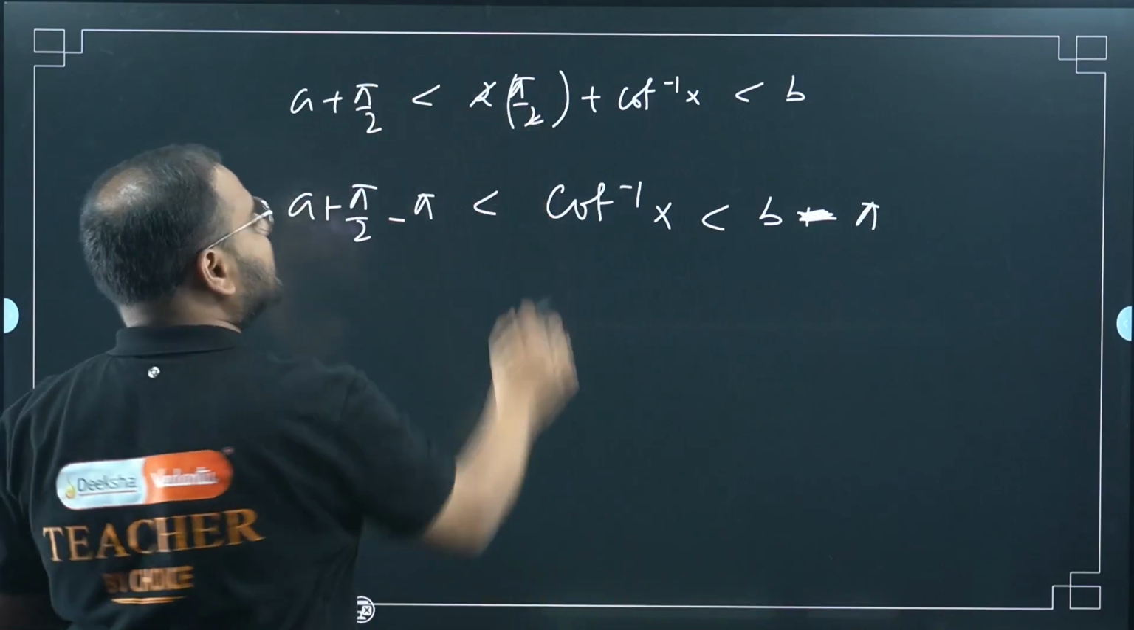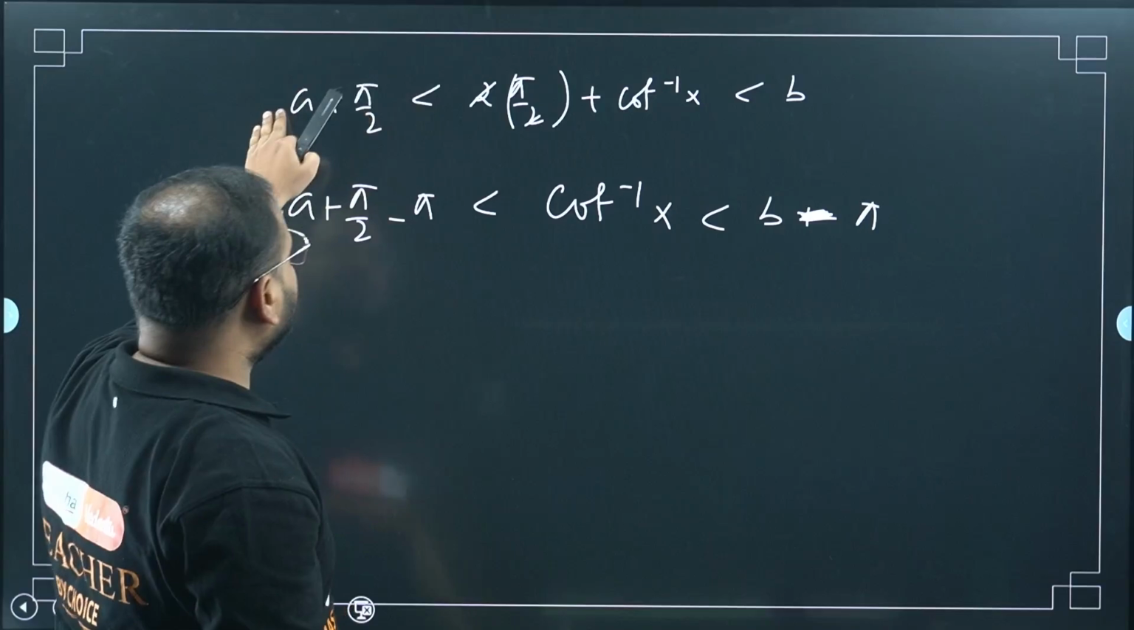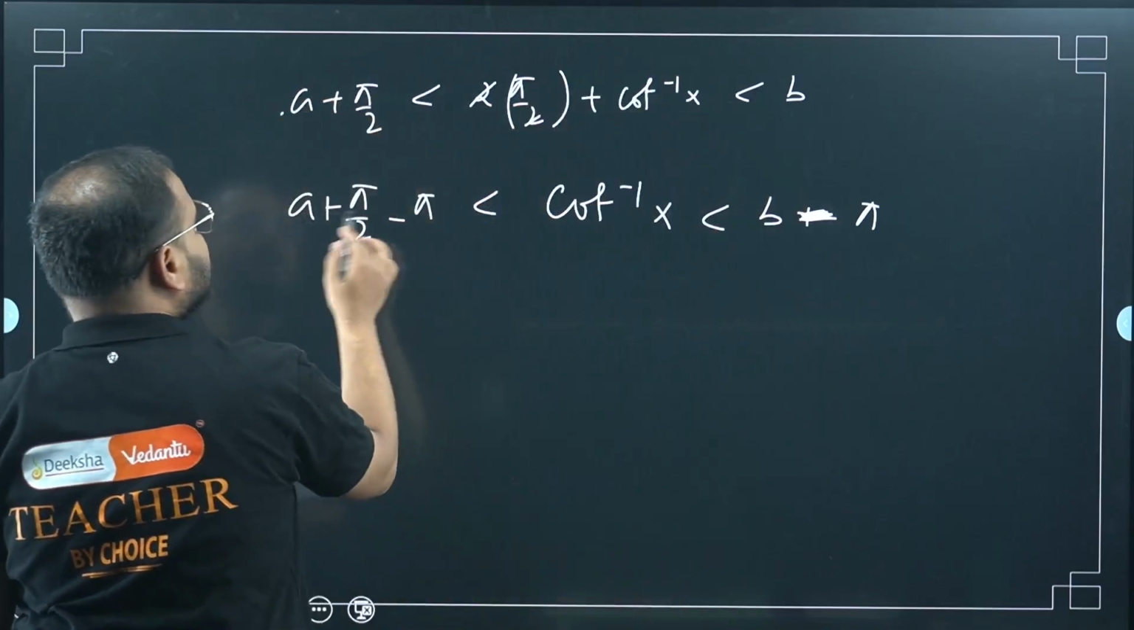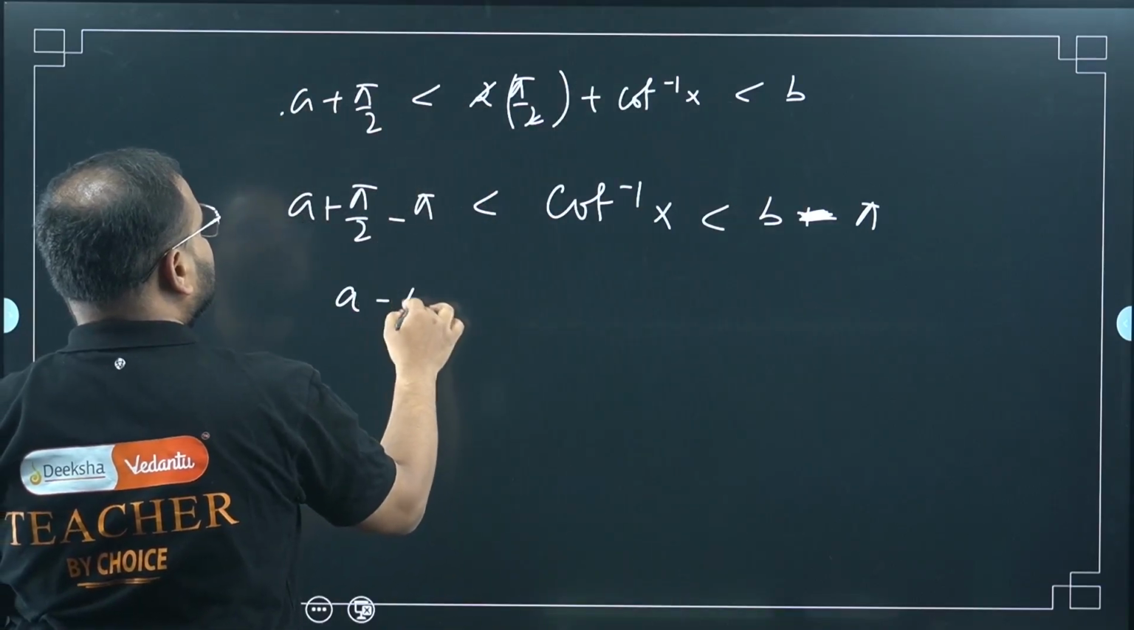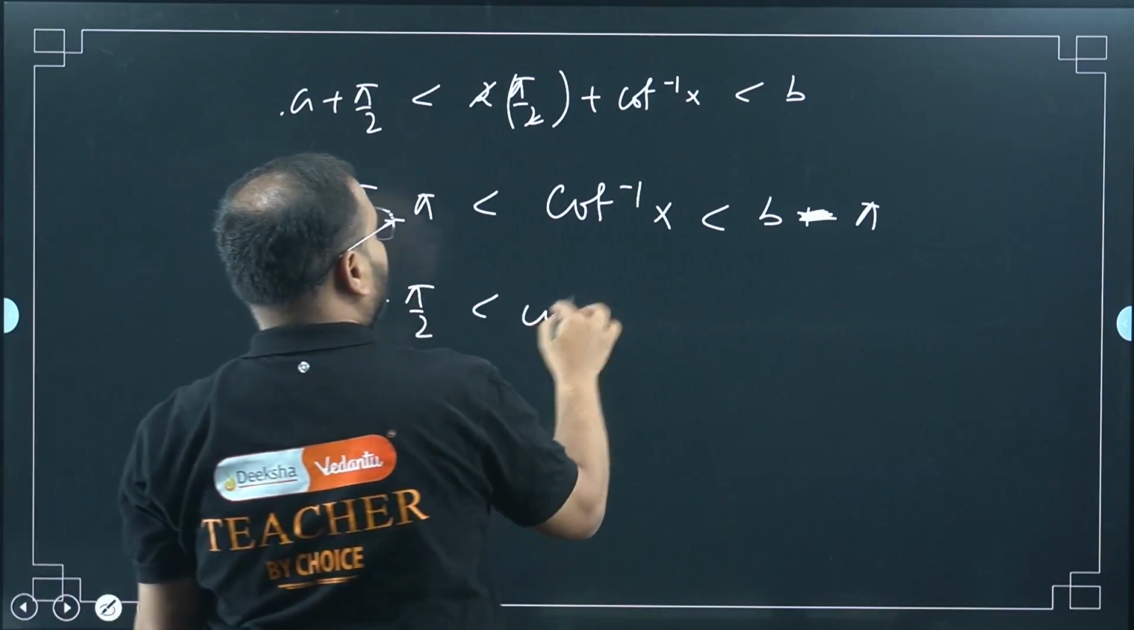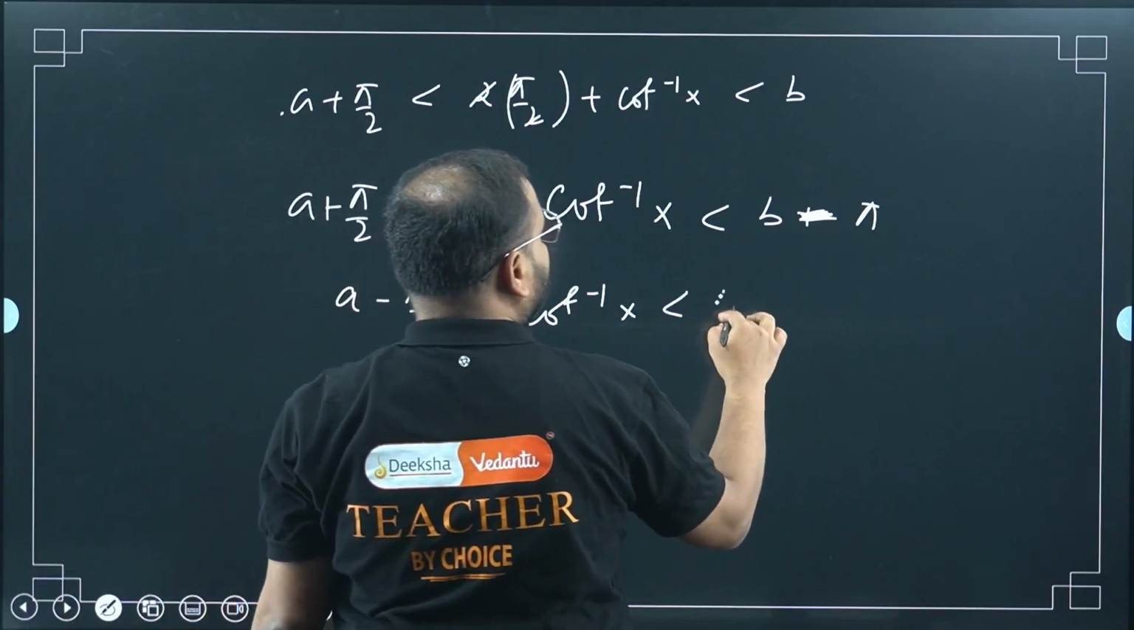So I move 2 and 2 gets cancelled. What is left out now? Pi is left out. I am moving this pi here and there. What I get? A plus pi by 2 minus pi. Simply a minus pi by 2 less than cot inverse of x less than b minus pi.